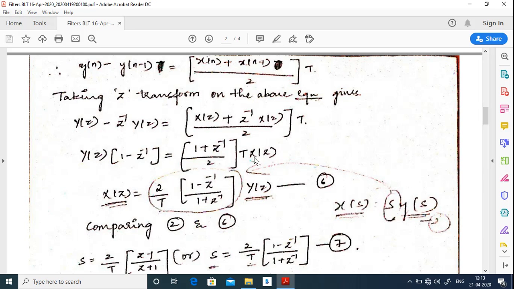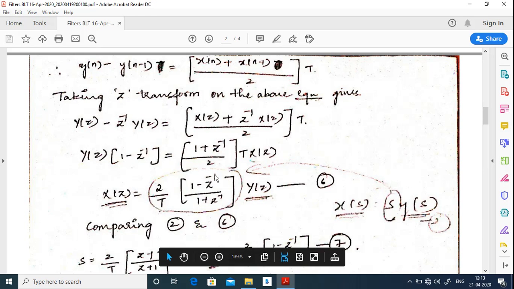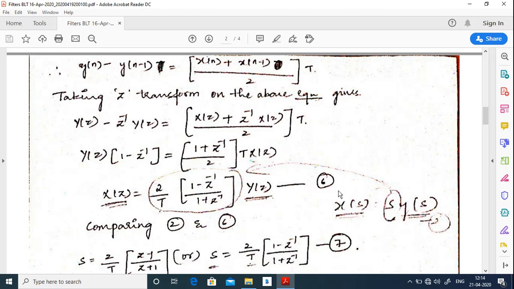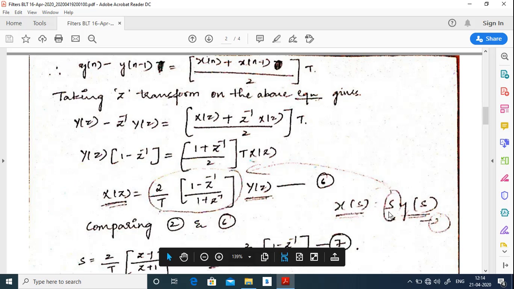Now x of z is given by 2 by t times of 1 minus z power minus 1 by 1 plus z power minus 1, into y of z. I call this equation number 6. Now compare equation 2 with 6. Equation 2 is like this: x of s is equal to s into y of s.